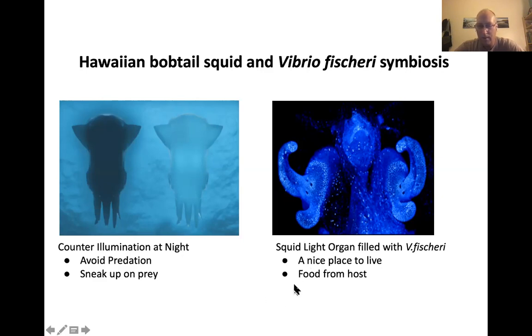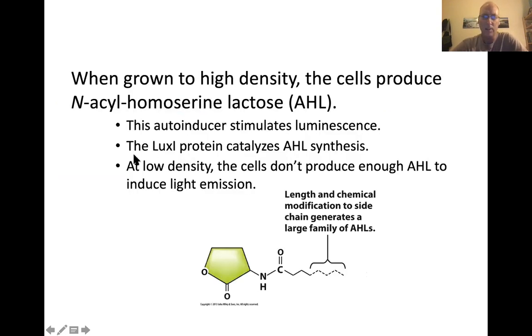So the bacteria live in an organ within the mantle of the squid called the light organ. And while they are there, they receive food from their host. They proliferate to high densities, and once they reach higher density is when they turn on light production. Okay, so how do they know they have reached high density? The signaling molecule that the bacteria produce is of a chemical family you see down here. These are called N-acyl homoserine lactones.